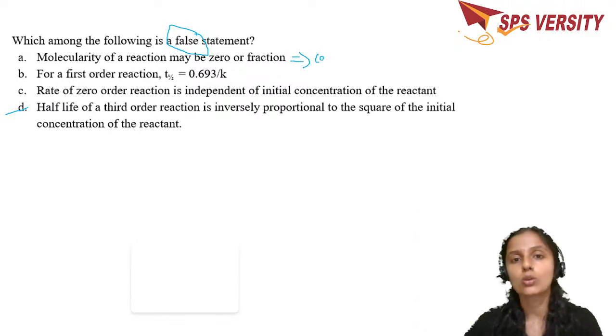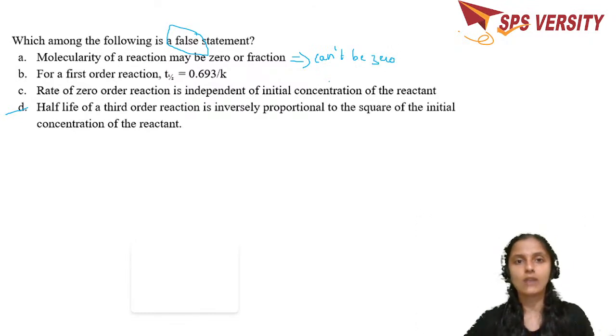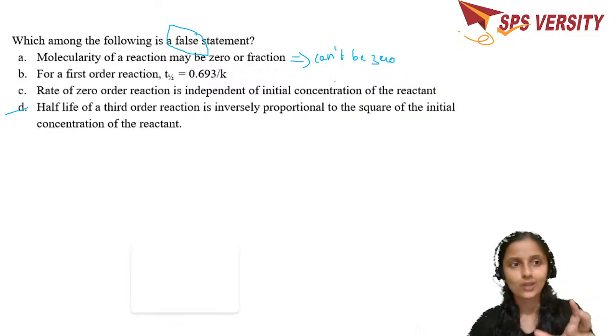It cannot be 0. Any reactant cannot have a fraction. The molecule should be complete. It cannot be 0. If in a reaction the number of reacting molecules is 0, the reaction itself cannot happen. We'll see the other answers also, because if it is a JEE question, then you may have more than one right choice. So now this is a false statement.